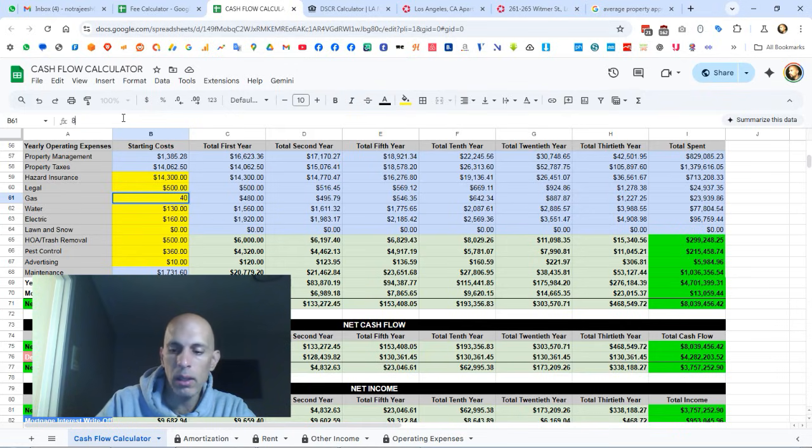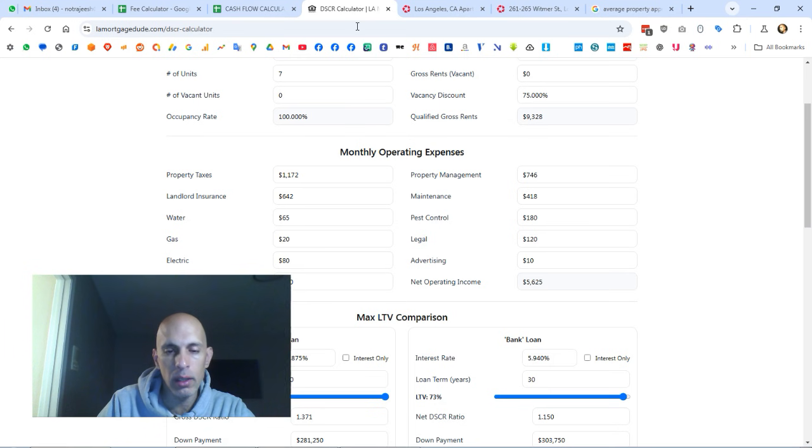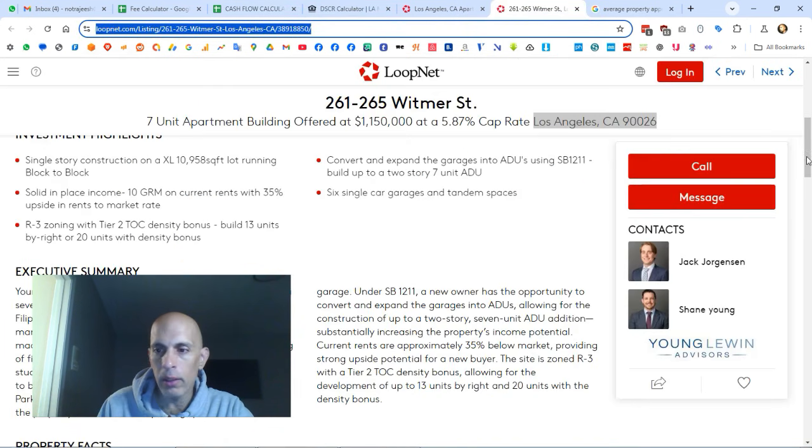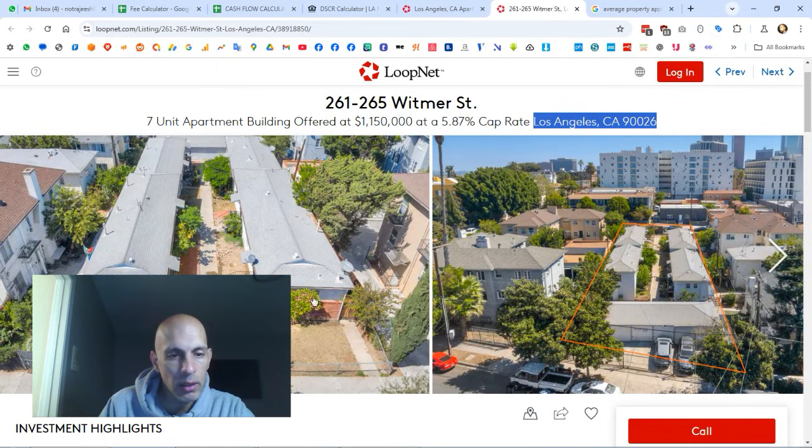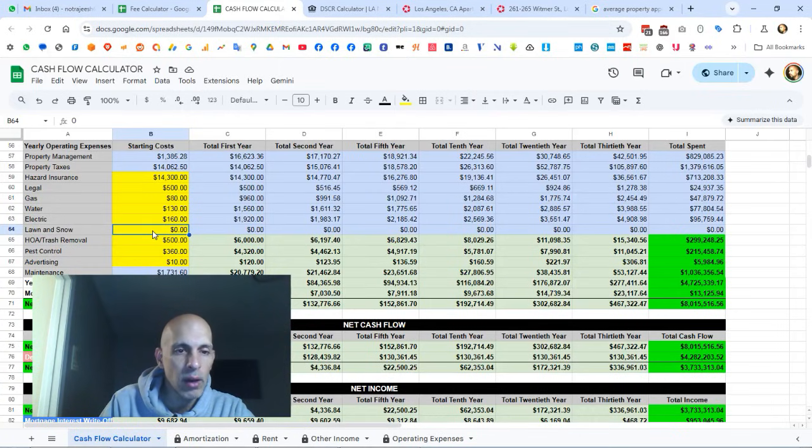Let's say 80 there. Alright, let's go ahead and add lawn and snow on there. Let's take a look if this even has a lawn. Yeah, it does have lawn, it does have trees, needs some gardening and stuff. So let's say that costs maybe another 100 a month.